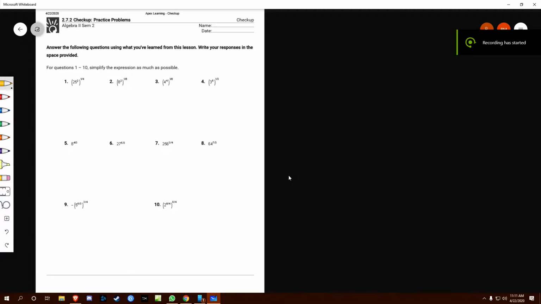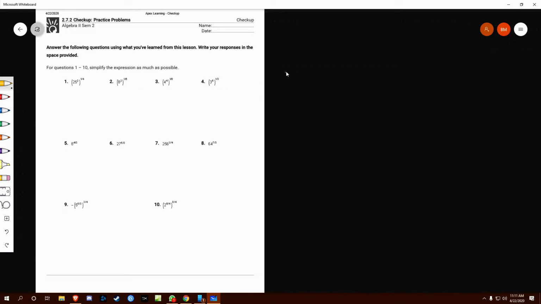All right, we're going to go ahead and talk about fractional exponents, and this is Algebra II Semester 2, 2.7. As you can see, I went ahead and grabbed the checkout problem, made this one a little bit more straightforward. So let's just jump into it. I'm going to go ahead and rewrite the problems because they're kind of blurry on my end, so I'm not sure what it looks like for you guys.